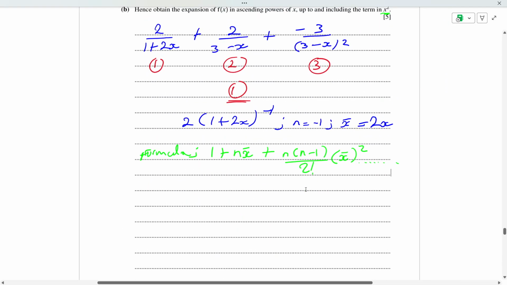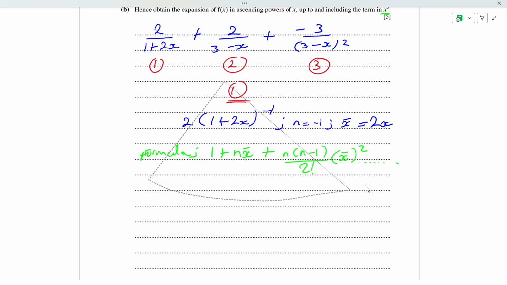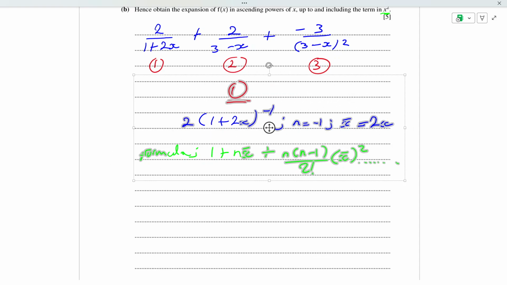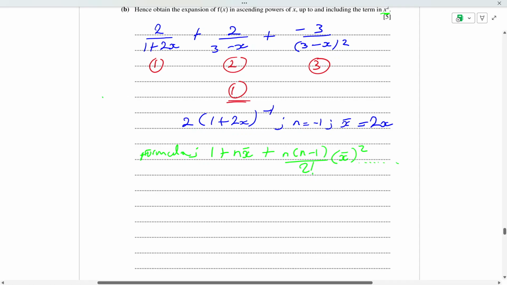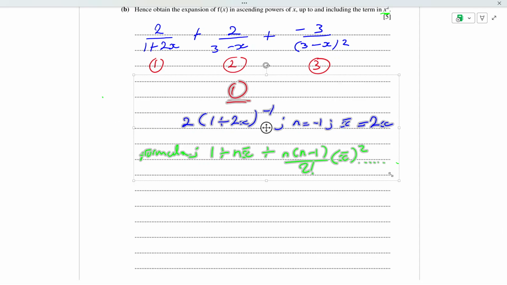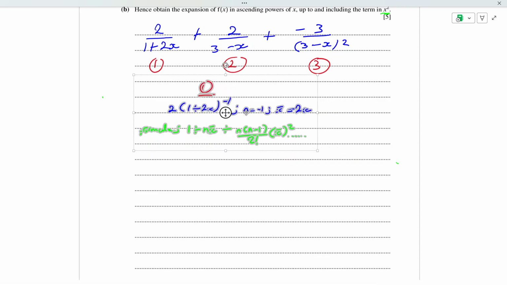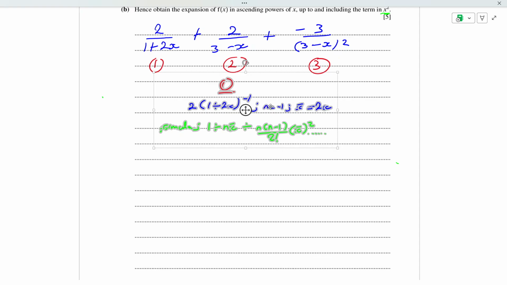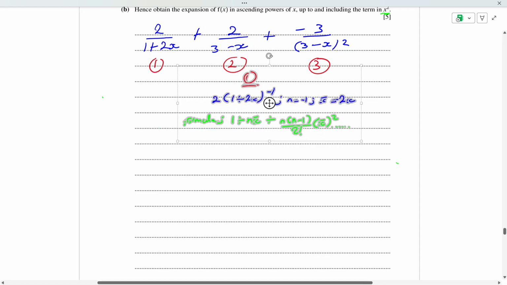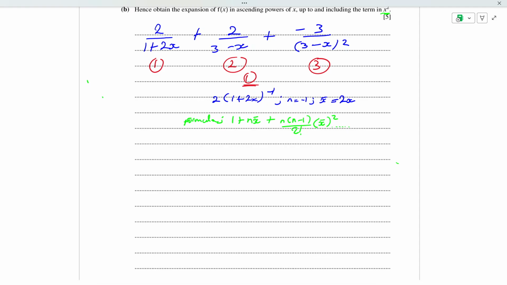Now, I think I've wasted a lot of space so far, so I'm going to reduce its size so that I have slightly more space. Okay, so now we can do the substitution.